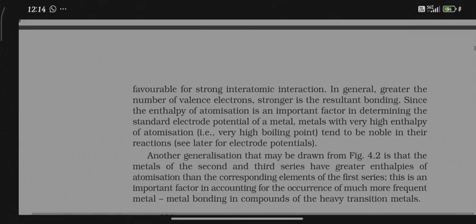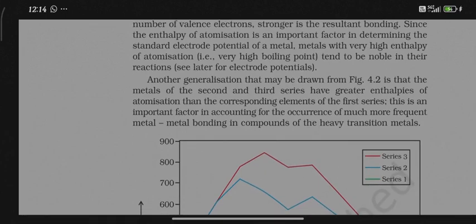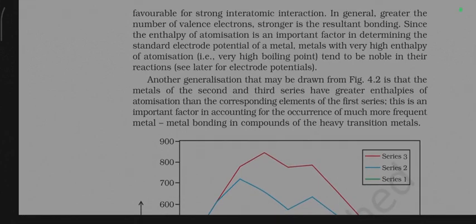Another generalization that may be drawn from figure 4.2 is that the metals of the second and third series have greater enthalpies of atomization than the corresponding elements of the first series. This is an important factor in accounting for the occurrence of much more frequent metal-metal bonding in compounds of the heavy transition metals.